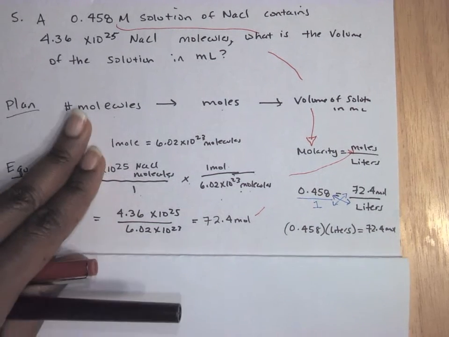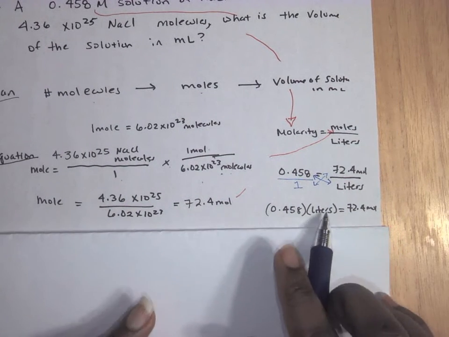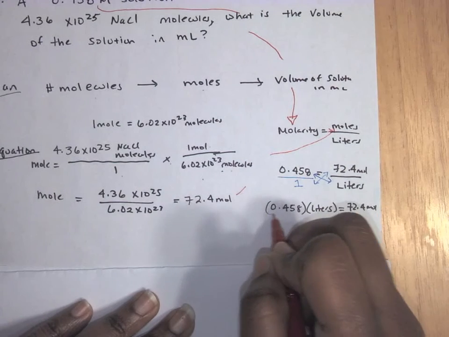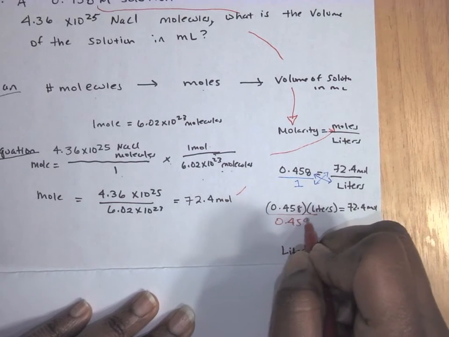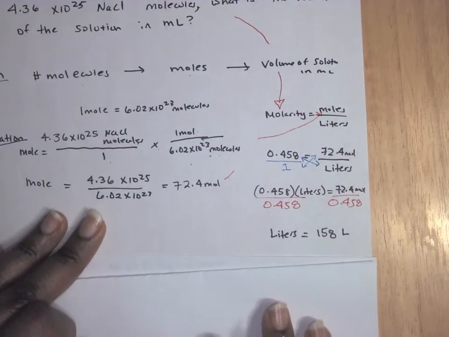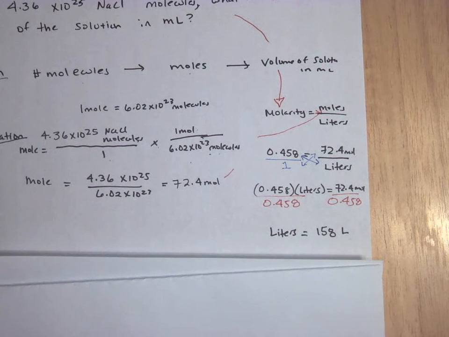Okay, so I got to isolate my unknown now. And I'll do that by dividing both sides by 0.458. And I get my liters is equal to 158 liters.